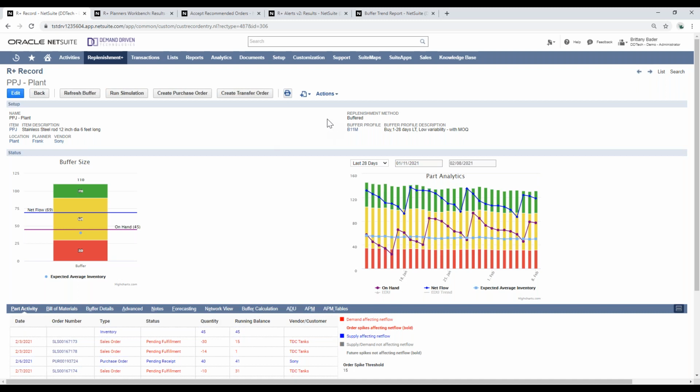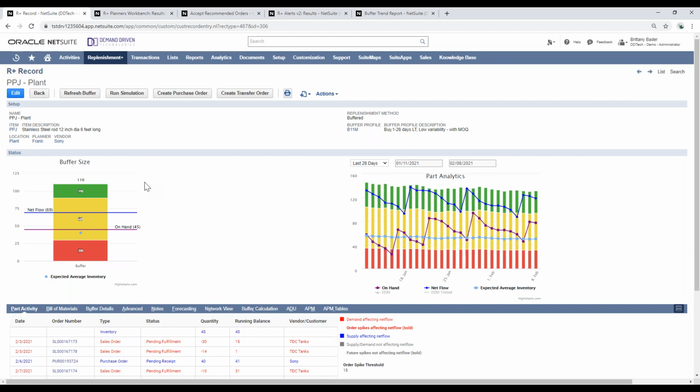I'm managing this item with a buffer, which I can very visually see over here. I can see that right away, that net flow line, it's in the yellow zone. I know I need to place an order here, and I always order back up to the top of green. So I can see my net flow line falling into the yellow zone, and I'm going to place an order to get back up to the top of my green zone, which is 110 units.